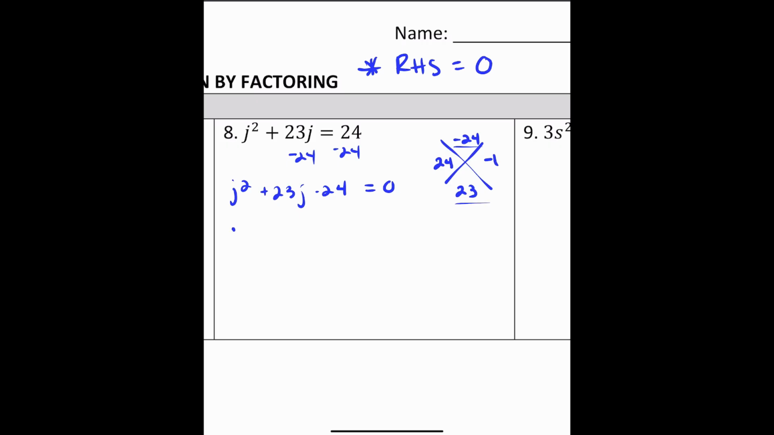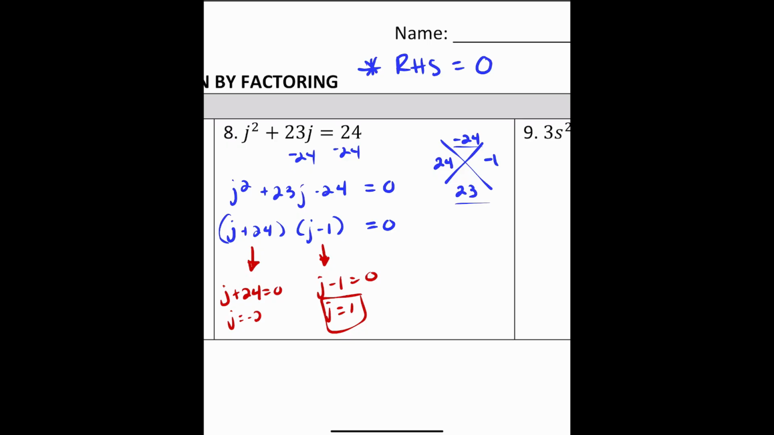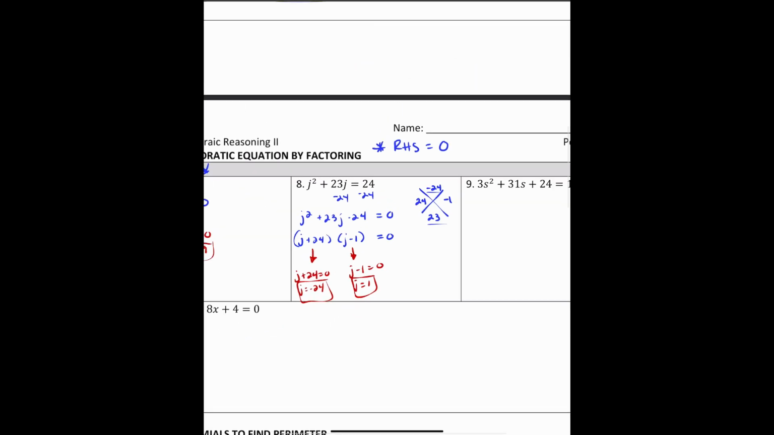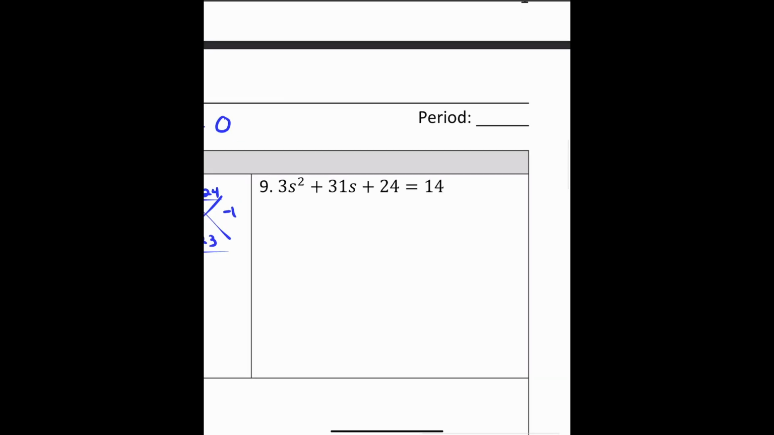So we have j plus 24 times j minus 1 equals 0. And then you're going to take each of these factors and set them equal to 0. So this one is going to be 1, and this one is going to be negative 24. For number 9, we're going to subtract both sides by 14. So we have 3s squared plus 31s plus 10 equals 0.